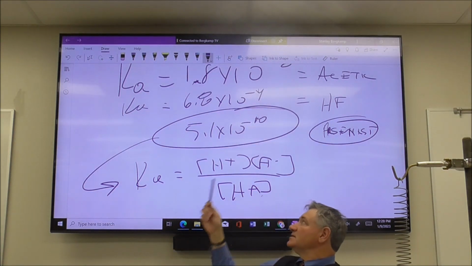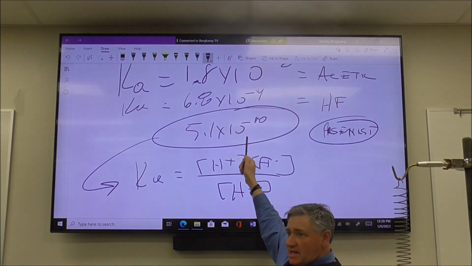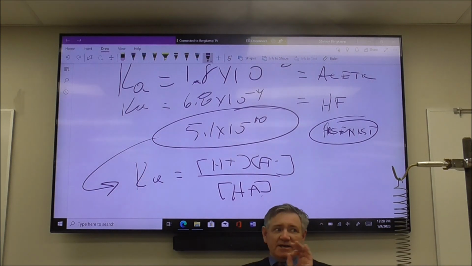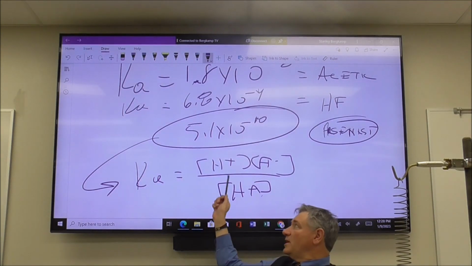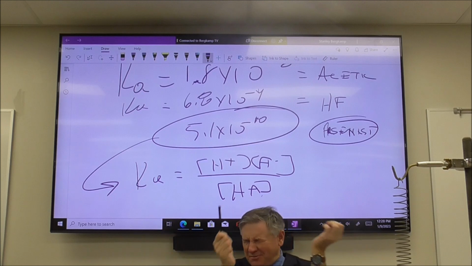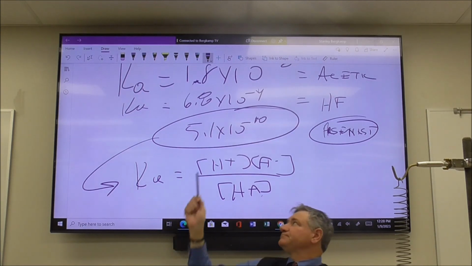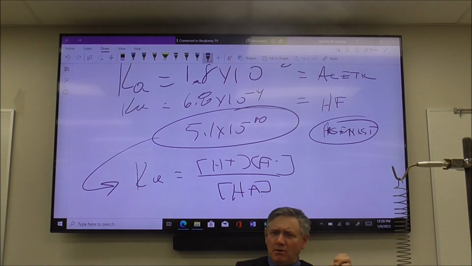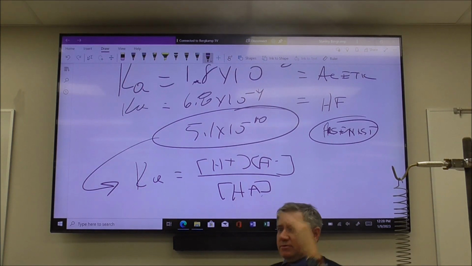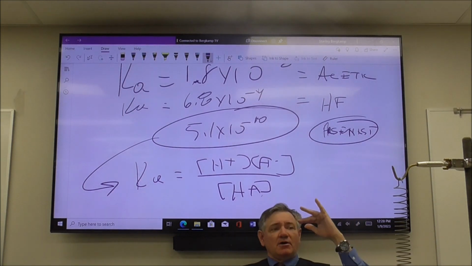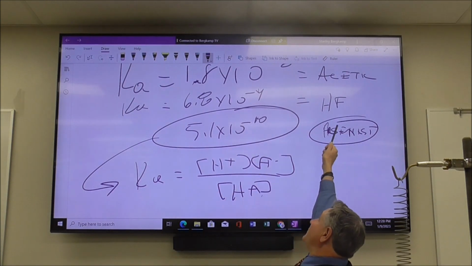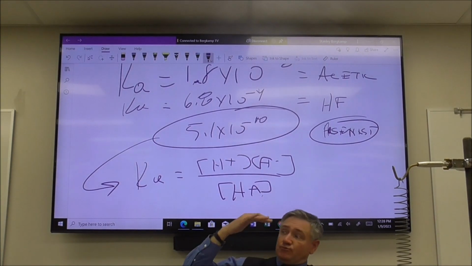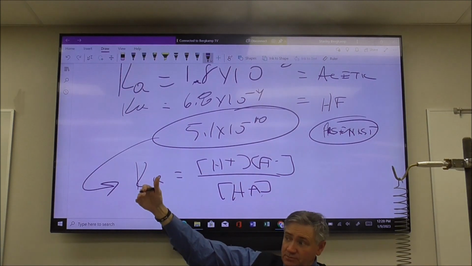So what that means is that if you have a really small Ka value, that means that this stuff doesn't ionize hardly at all. Because the only way that I can produce a really small value of Ka is if my top numbers are really, really small, and the bottom number is really, really big. So now, if you compare that with hydrofluoric acid, 6.8 times 10 to the negative 4th, that's actually a relatively large Ka value, okay?